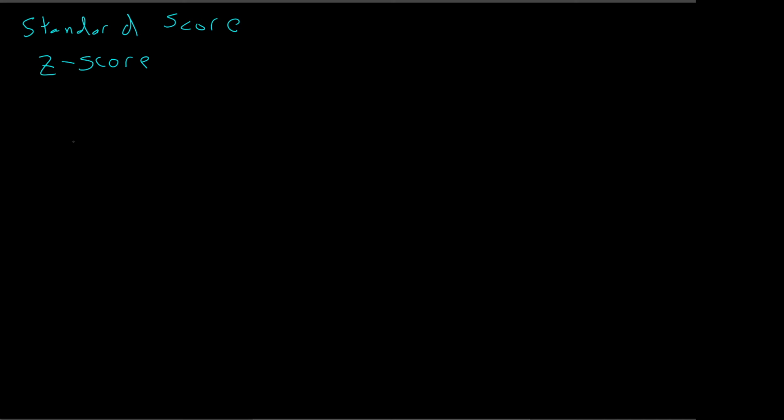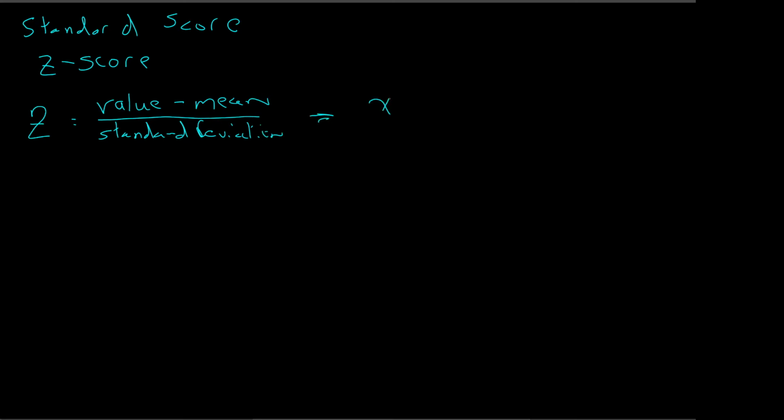It's the z-score. And what we do is, the z-score is some value minus the mean over the standard deviation. Or x minus mu over sigma for a population. If we're talking about a sample, x minus x bar over s.